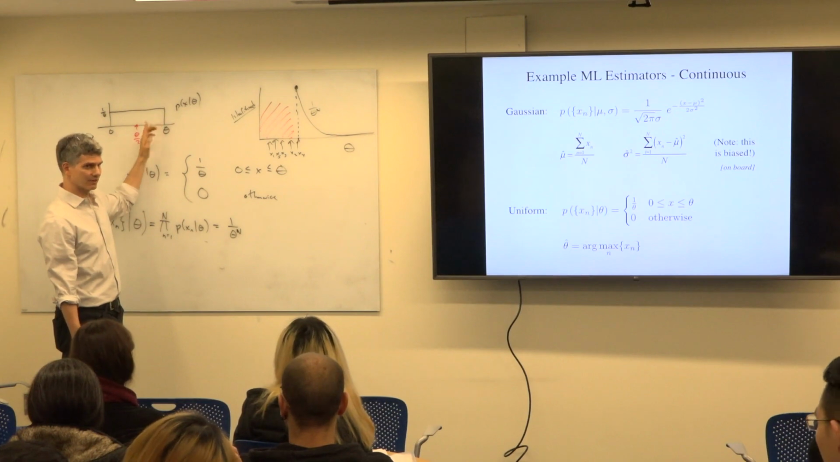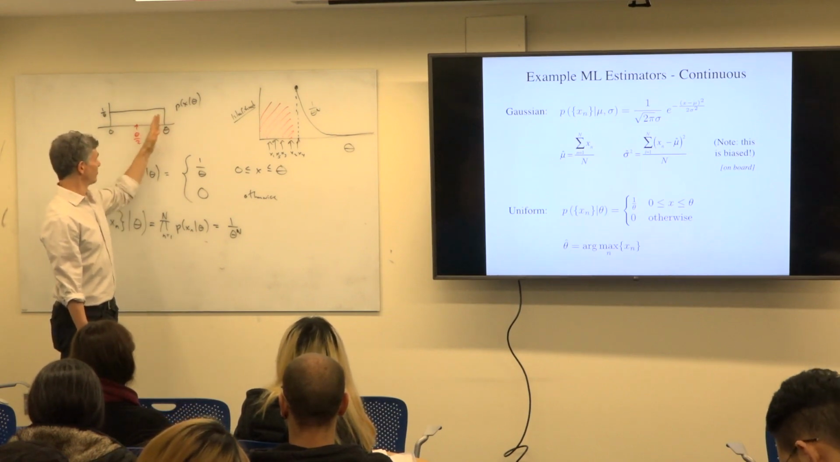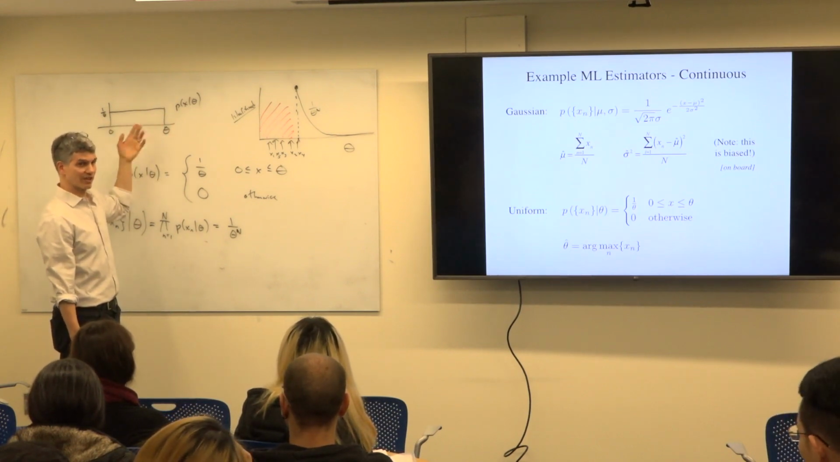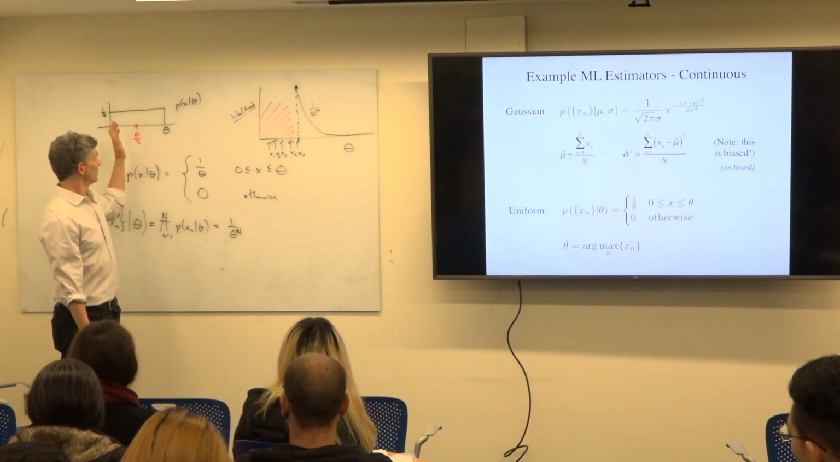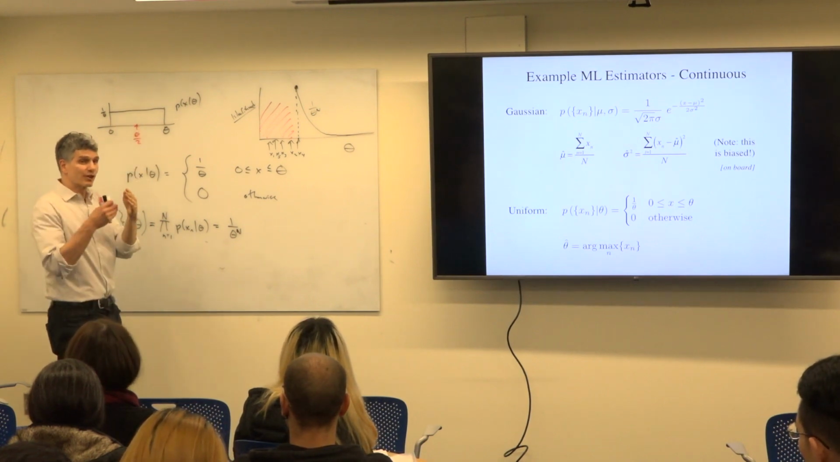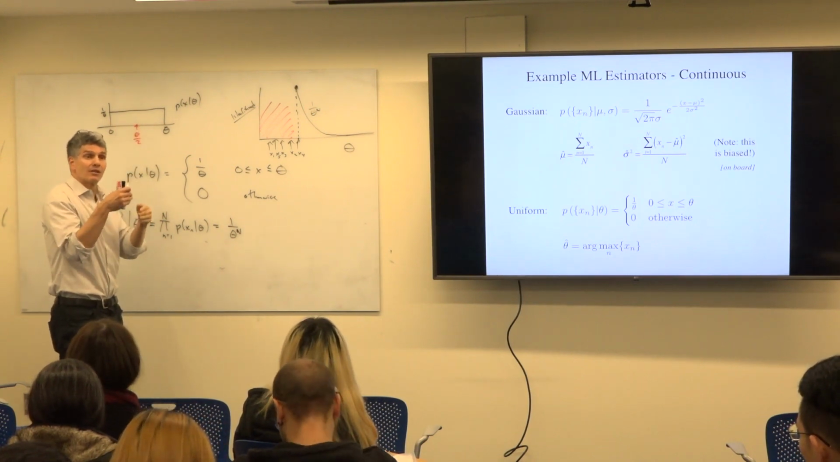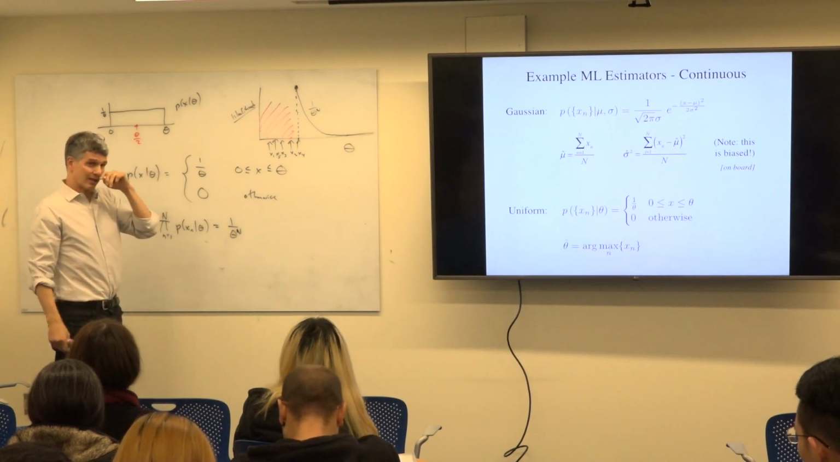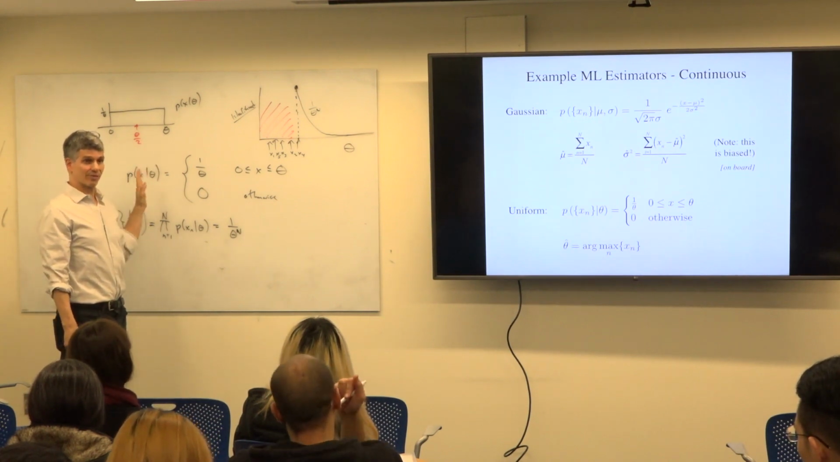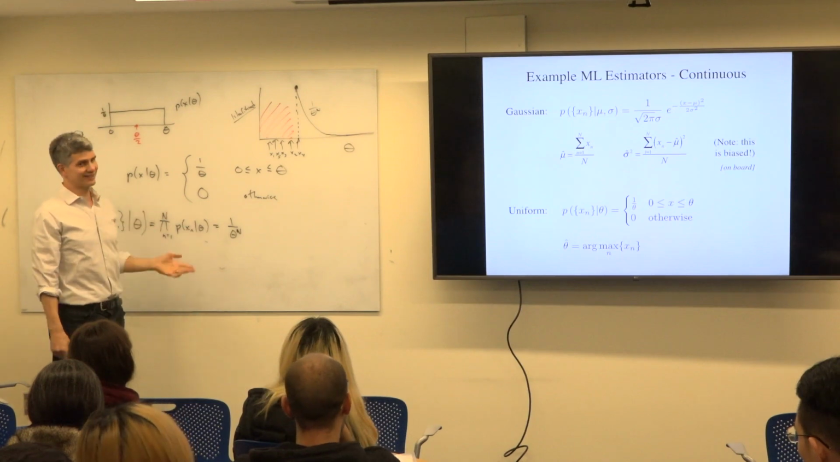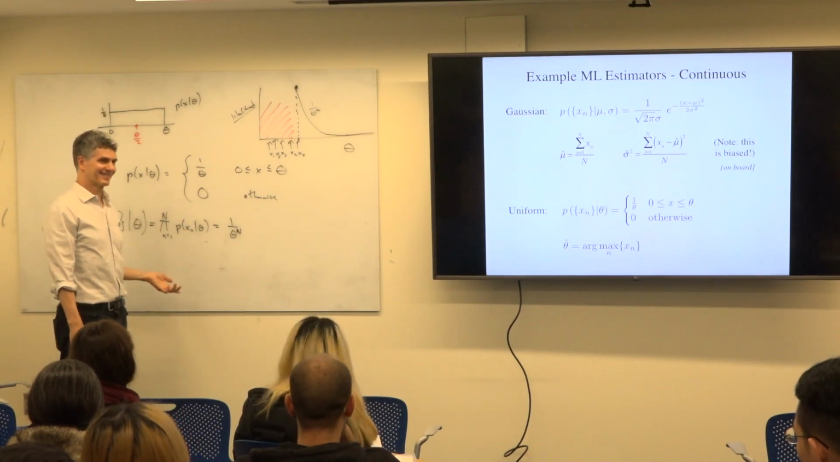If I have 1 billion, right? As the number goes up, I'm going to pack this interval full of sample examples that I'm going to draw. And the maximum is going to keep creeping up, closer and closer to theta. And in fact, this is a biased estimator.